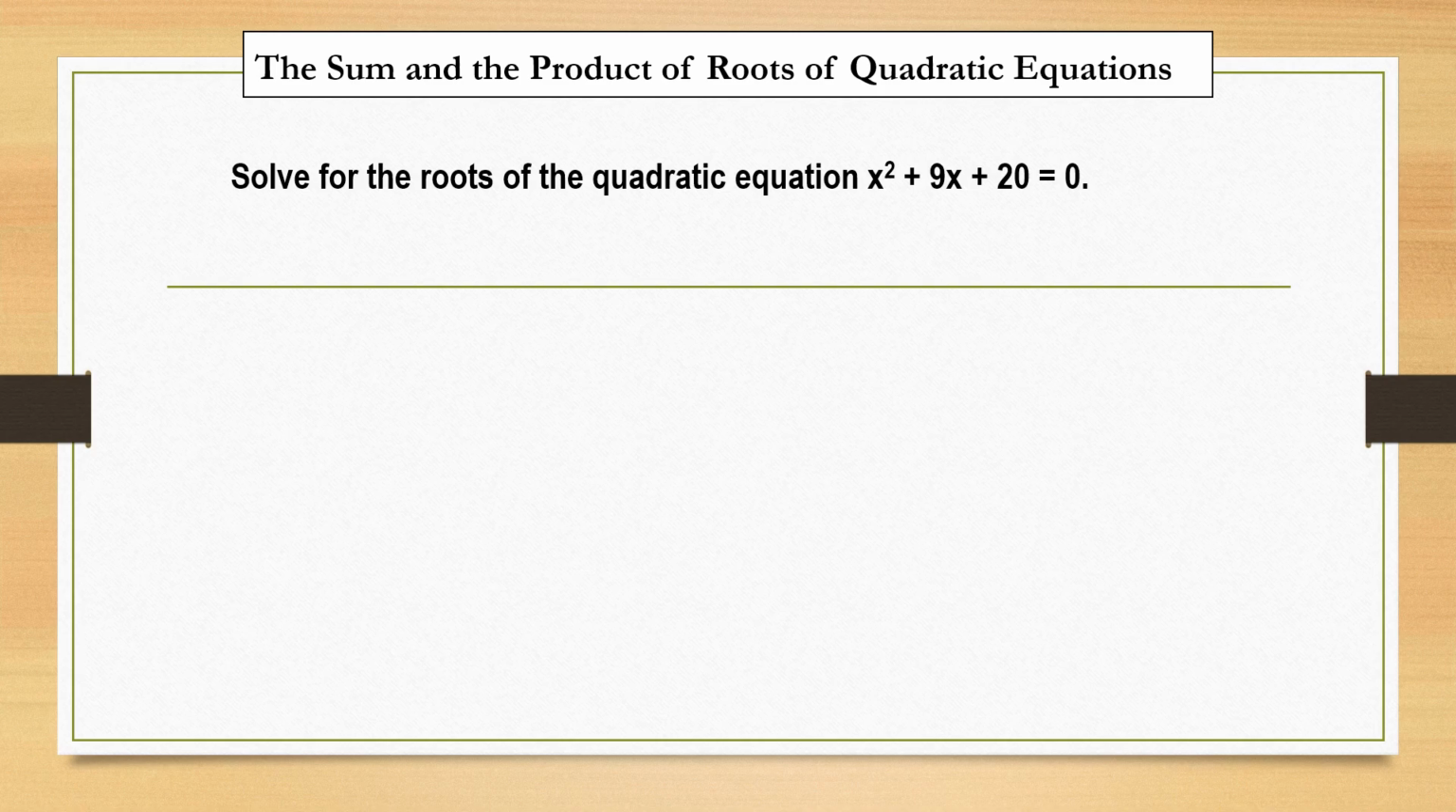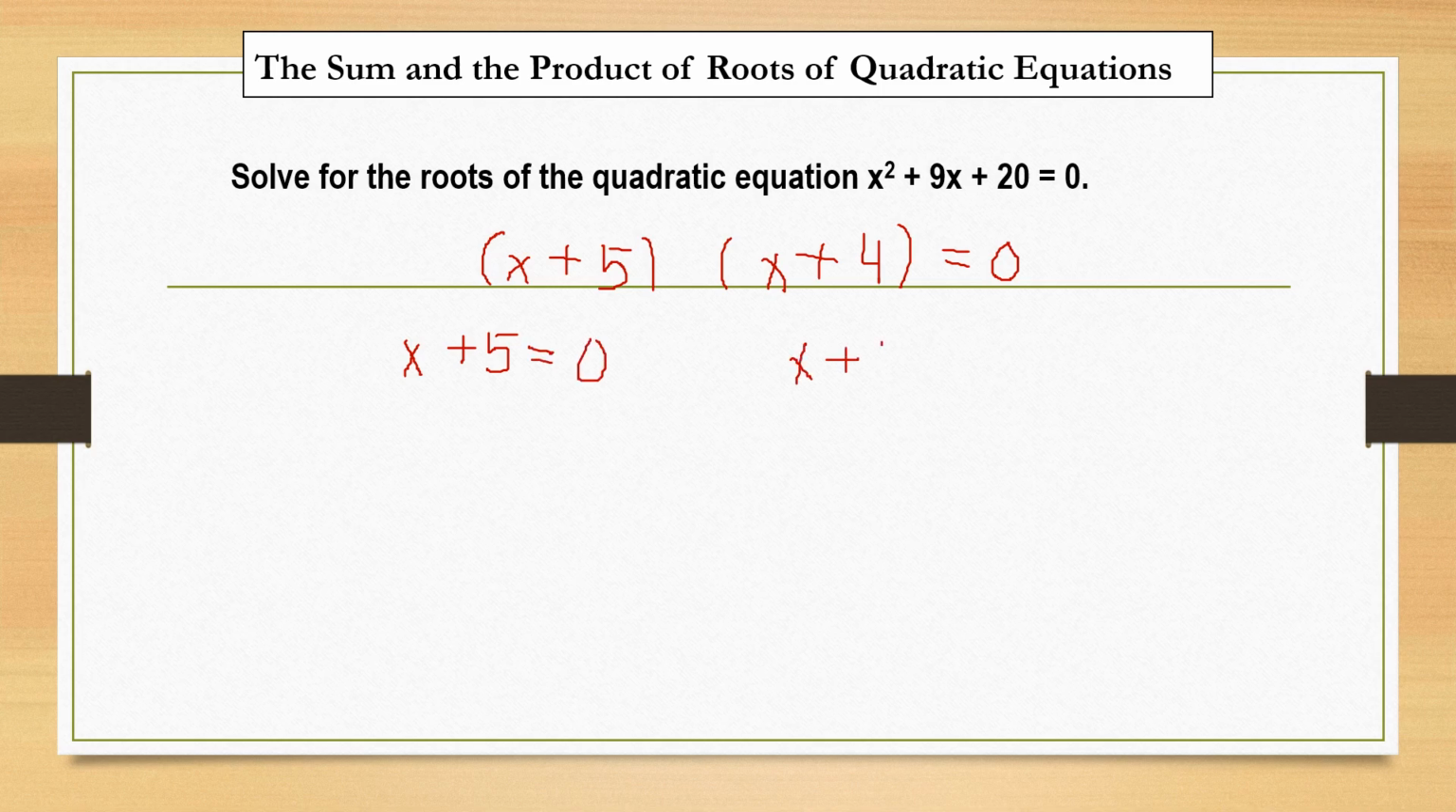Let's say we are asked to solve for the roots of the quadratic equation x squared plus 9x plus 20 is equal to 0. Let's say we use factoring to solve the equation. So we have (x plus 5) times (x plus 4) is equal to 0. Applying the zero product property, we have x plus 5 is equal to 0 and x plus 4 is equal to 0.